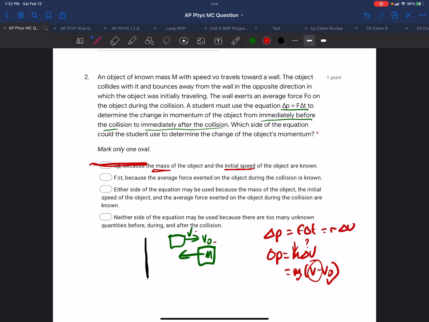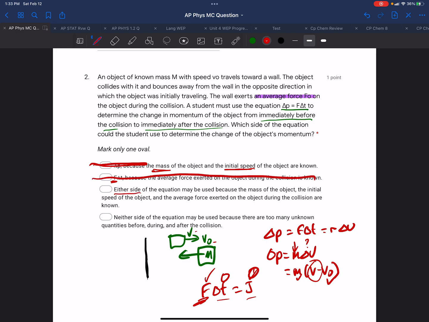In terms of the second question, we are told that there is an average force F0. If we want to use the other equation, F delta t, which is equal to the impulse, well, we know F. We don't know the impulse, and we don't know the delta t. So there are two unknowns there. Even though the average force exerted on the object is known, that's not enough. There are still two unknowns. So this one is out.